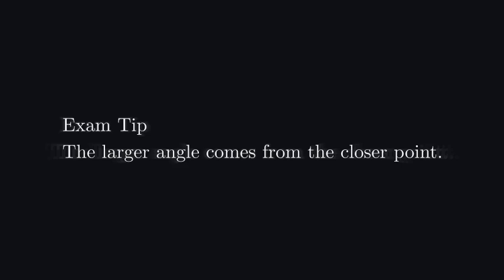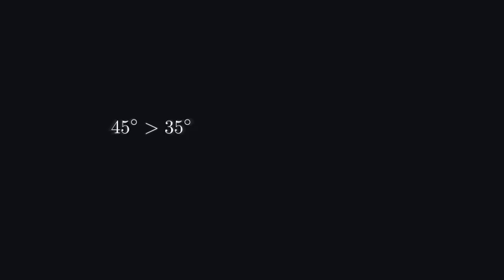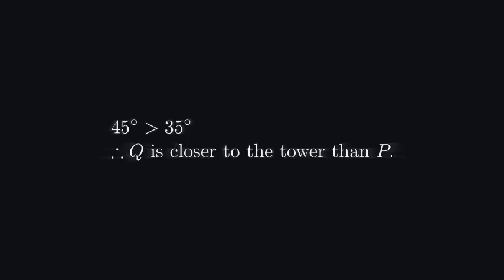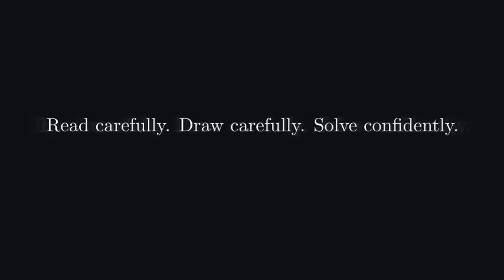Exam tip. The larger angle comes from the closer point. 45 degrees is greater than 35 degrees. Therefore, Q is closer to the tower than P. Read carefully, draw carefully, solve confidently.